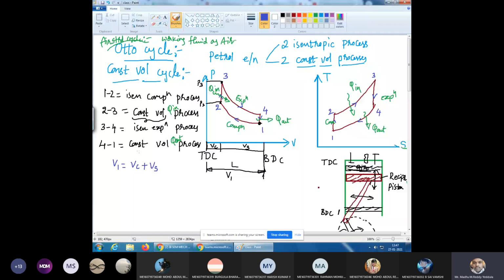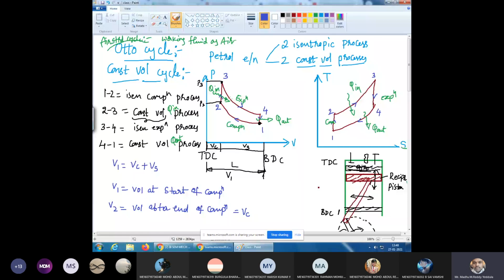Now, next. Can I say V1 is equal to the volume at start of compression? V2 is equal to the volume after end of compression. Is V2 equal to Vc? Agree? Yes or no? What is V2? If you project it, V2 is nothing but Vc. V2 is from here to here. This is the volume Vc.